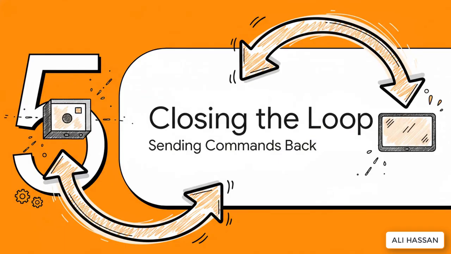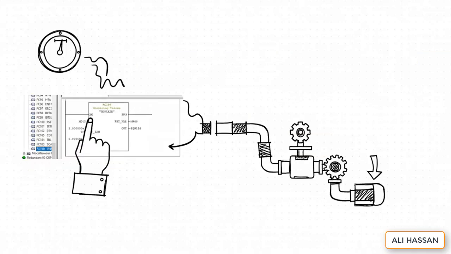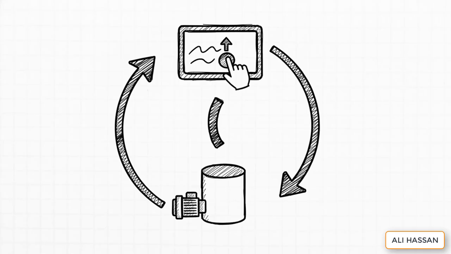So far, all the information has only flowed one way, from the machine to the screen. But for real control, you need communication to be a two-way street. This is where unscaling comes into play. It's the exact reverse process. When an operator types 100% on the HMI screen, a similar function block translates that command back into the machine language number 27,648, which can then be sent out to control a valve or a motor. And that, right there, closes the control loop.